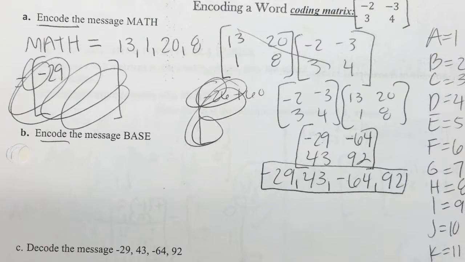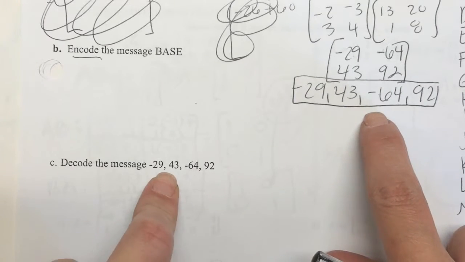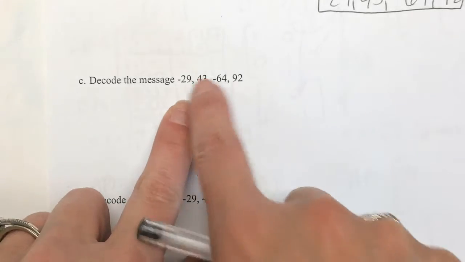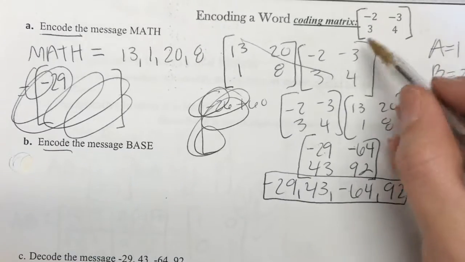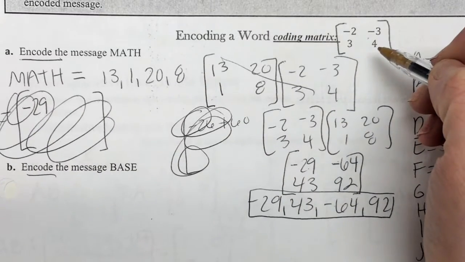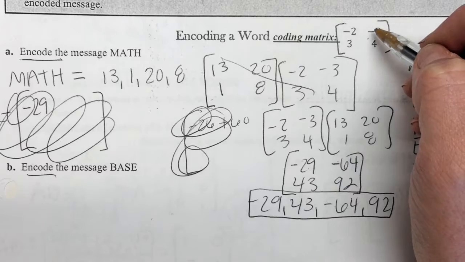And I'll show you how you can undo it, decode. As you've probably noticed, these are the same numbers, because it's the same message. I'm just going to show you, if you were given this, how to decode it. It's very similar. The only thing is, instead of multiplying this by these numbers, we have to multiply this by the inverse of this matrix. So to decode, you just find the inverse and multiply it.